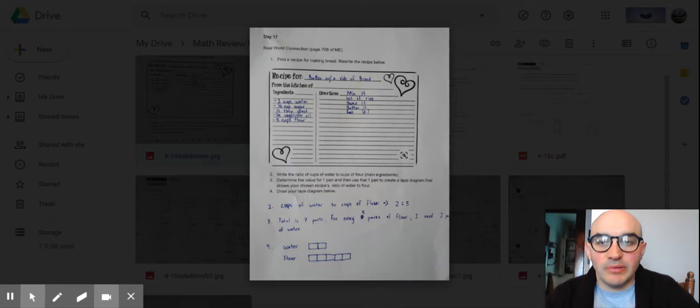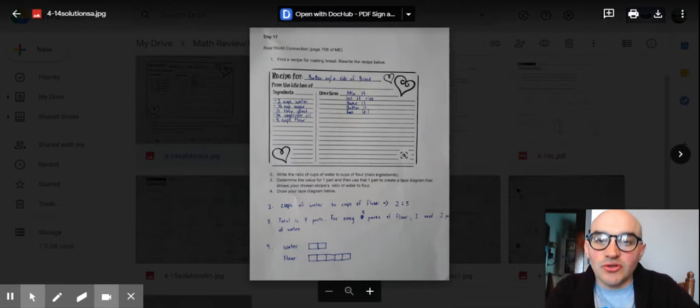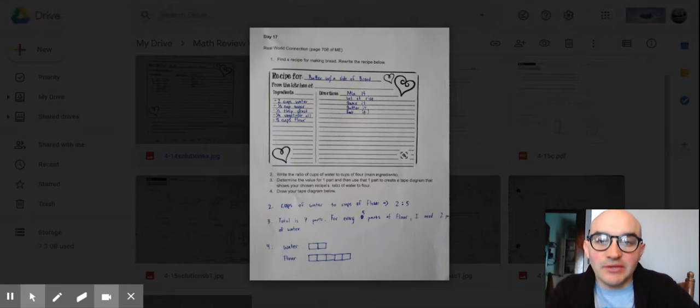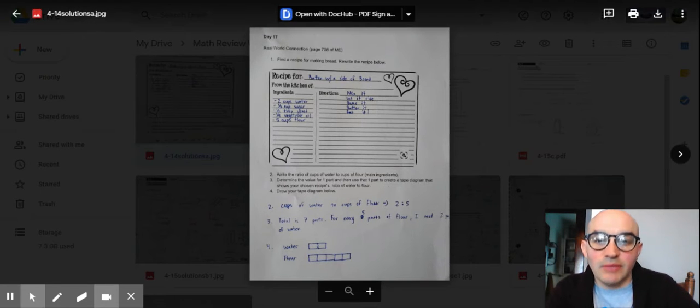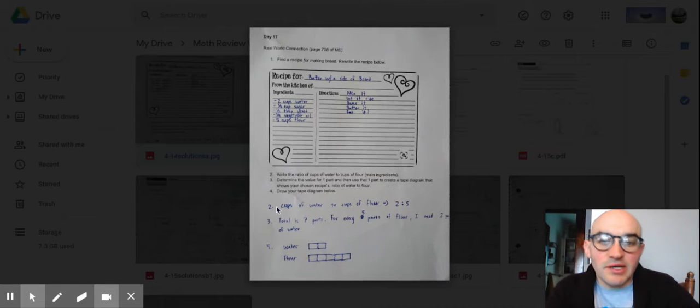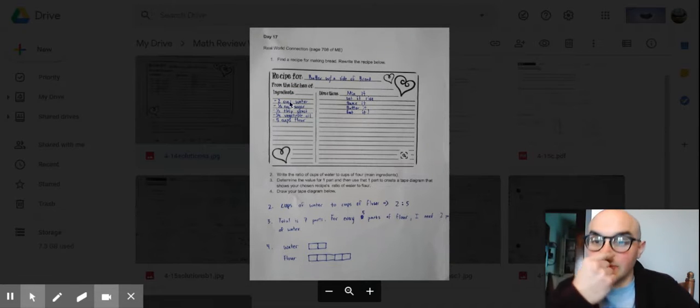This is page 1 of 3, and this is the one where it required you to go get a recipe for bread online, and then to create your own. So copy down the recipe, that was part of it, write the directions out, and then the real math part of this was about converting your recipe to look at the two most common ingredients, water and flour, and converting the recipe into a ratio. And then the last step was to draw it as a tape diagram.